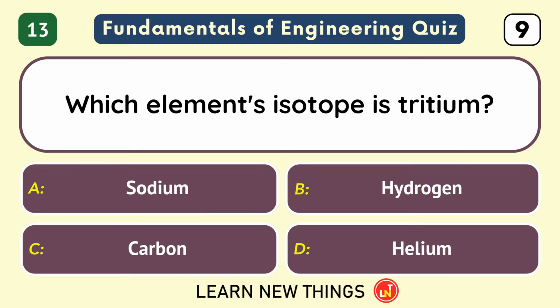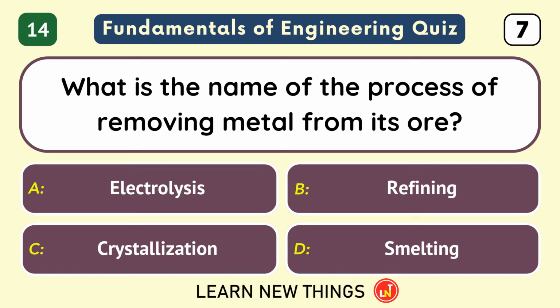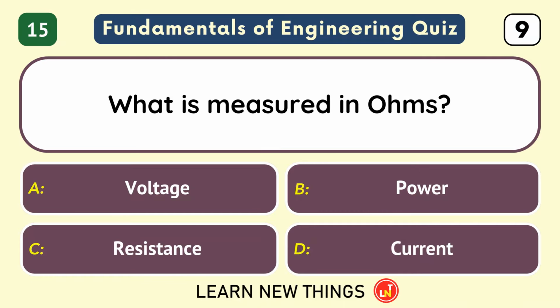Which element's isotope is tritium? Hydrogen. What is the name of the process of removing metal from its ore? Smelting. What is measured in ohms? Resistance.